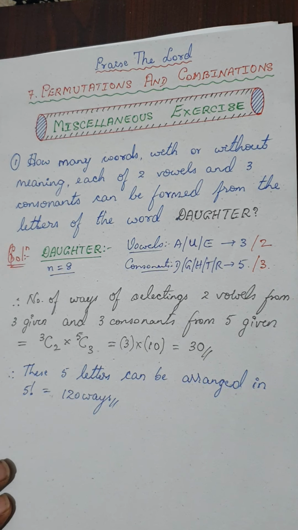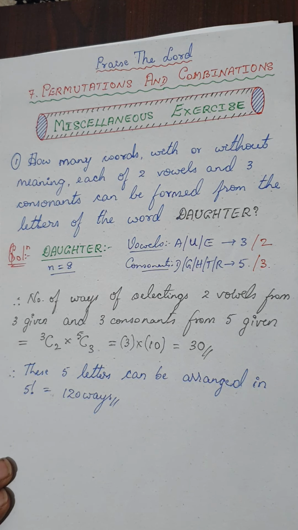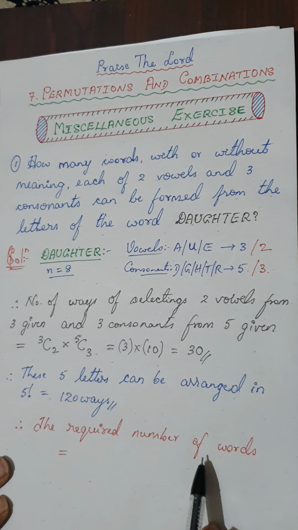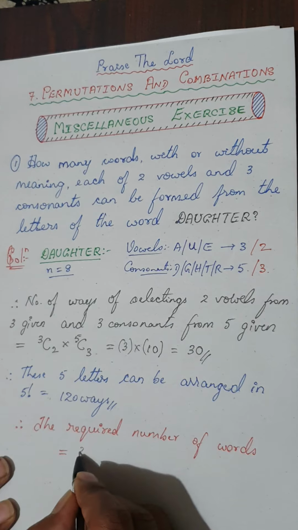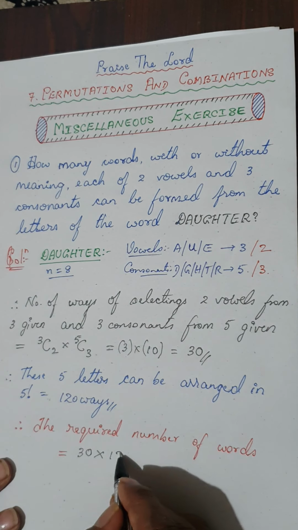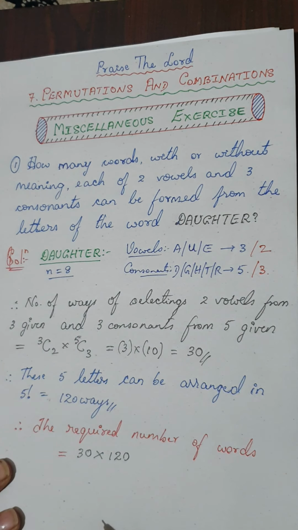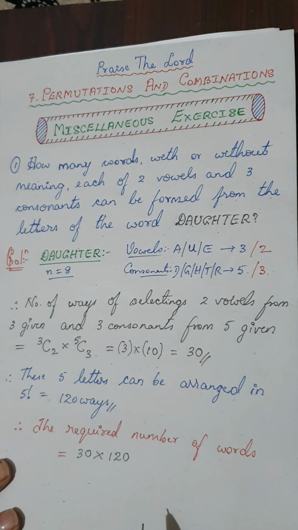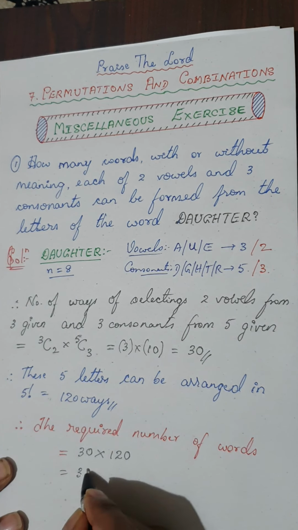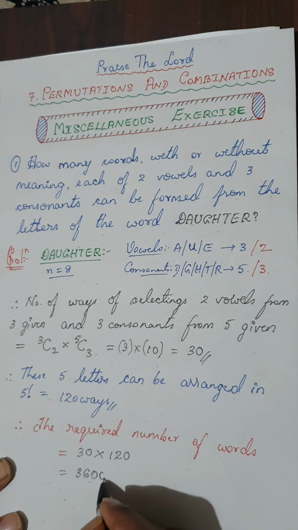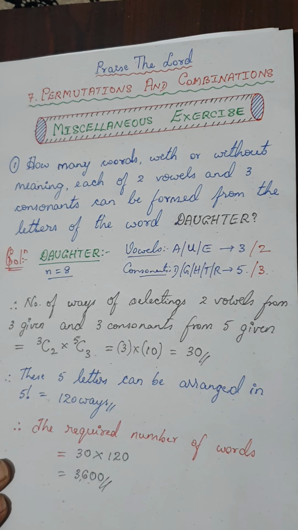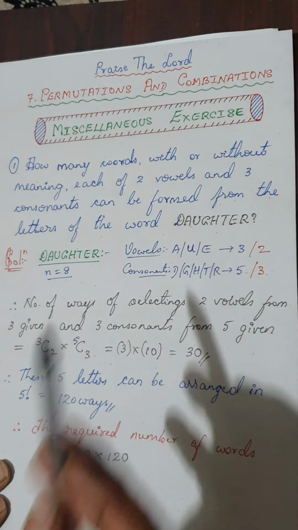Here comes my final answer. Therefore, the required number of words is given by just the multiplication of both. First, you can select in 30 different ways, and then you can arrange in 120 different ways. Now, if you multiply together, you will get 12 3s are 36 followed by 2 zeros. So you have 3600 words that you can form with the given condition.